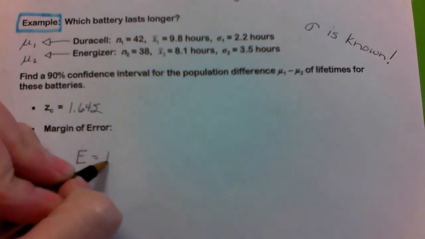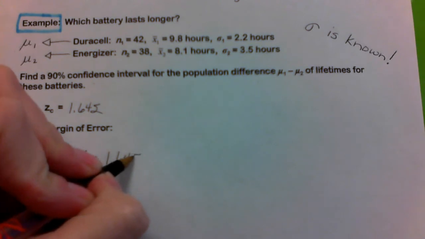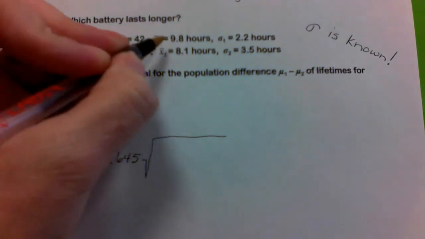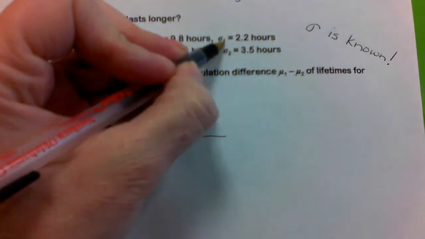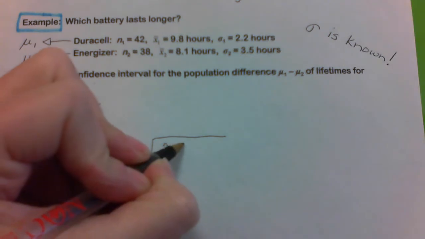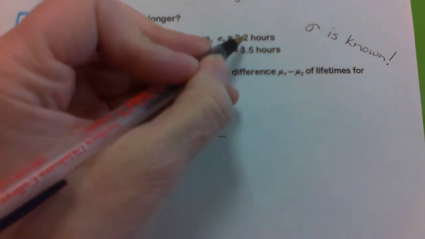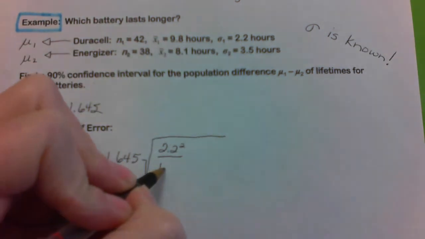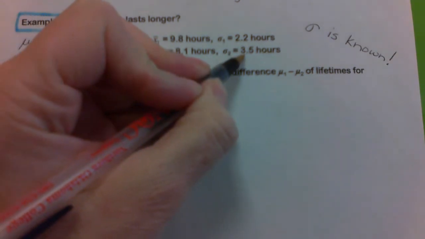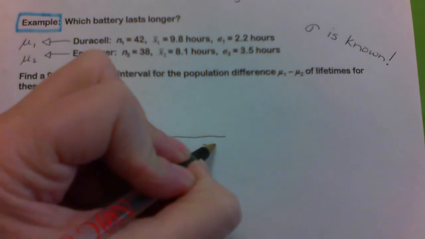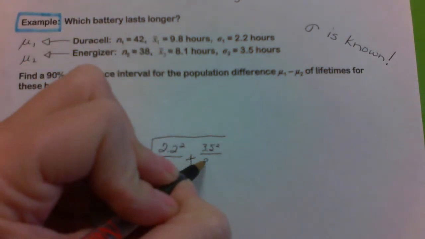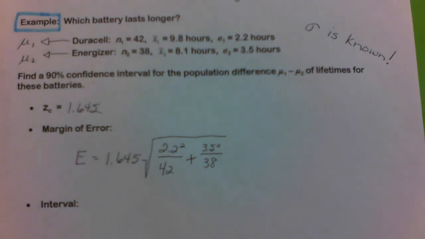It's z sub c, 1.645, times the square root of sigma 1, so 2.2 squared, don't forget to square it, divided by n1, 42, plus sigma 2 squared, 3.5 squared, divided by n2, 38.